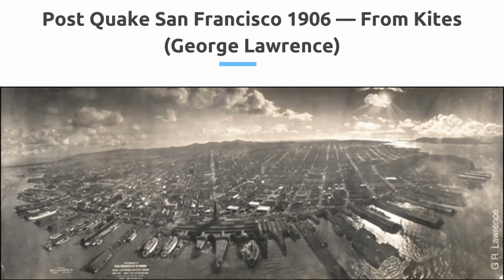Soon after aerial photography started to become more common, it already started to be used for disaster relief. So people saw this immediately. If you're looking at this image above right here, this was taken with a camera from a kite by this guy named George Lawrence, and it was following the earthquake of 1906 in San Francisco, which was one of the biggest earthquakes in US history, and it destroyed at least half of the city, but maybe even more.